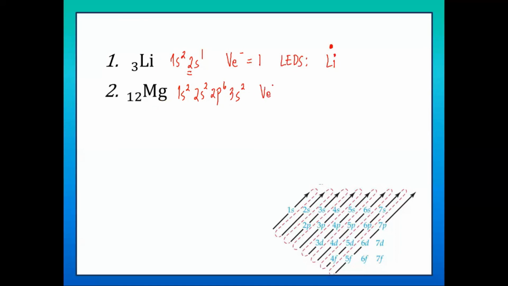So valence electrons, look at the highest main energy level, which is 3. So look at its exponent, we have 2. So the LEDS of this one is, copy the element symbol, Mg. So we have to put here 2 dots clockwise around the element symbol, side by side, ha? 1, 2. Okay?